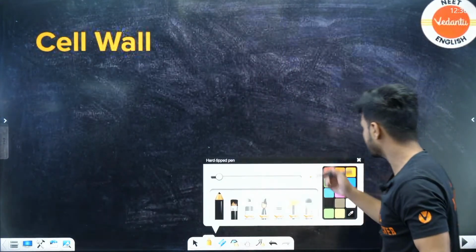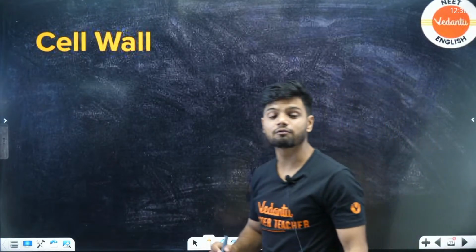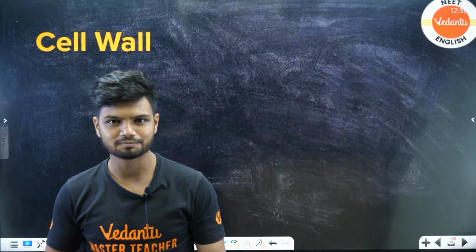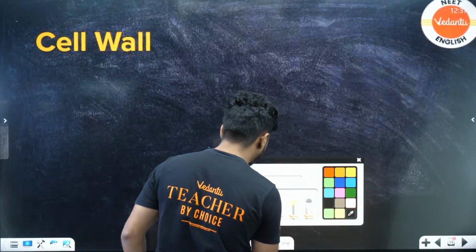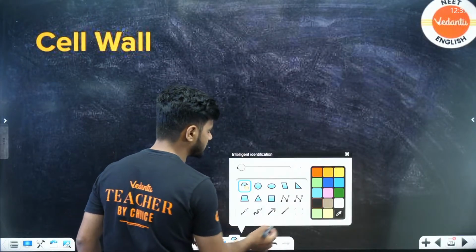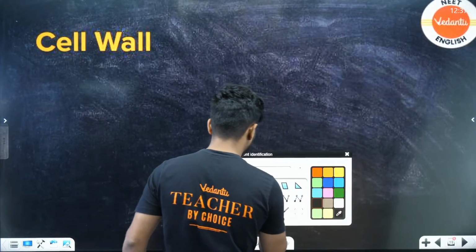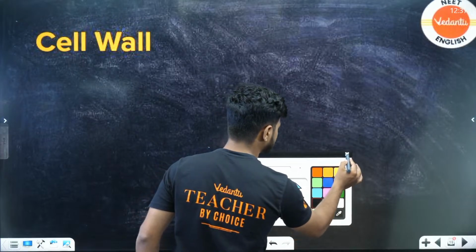Now let's understand the cell wall, all of you. Can we understand the cell wall of a particular algae? Can we start? Yes sir, we can start. Students, the cell wall is very peculiar here. The cell wall is very different here. For example, let me show you one quick example.